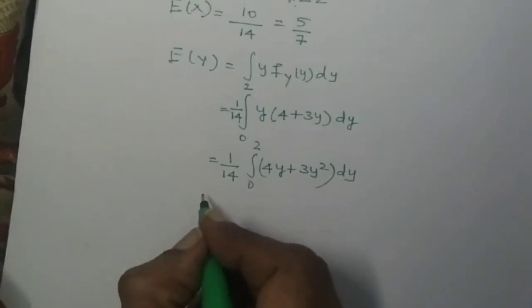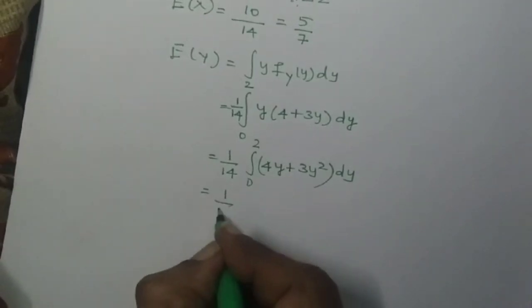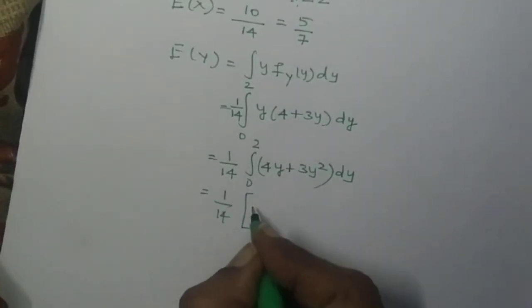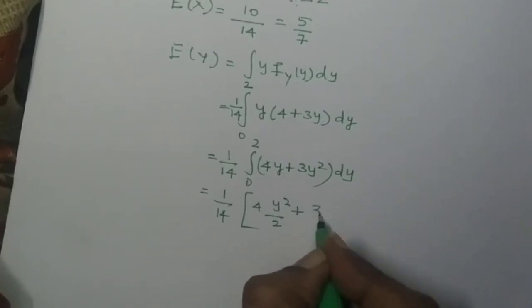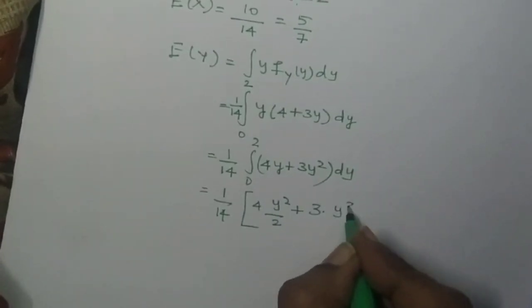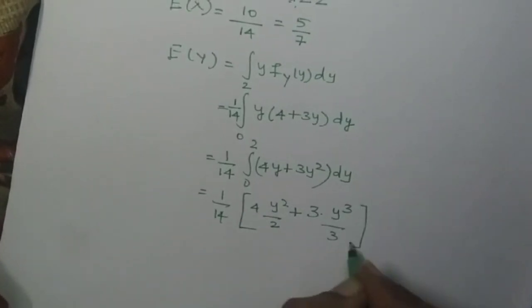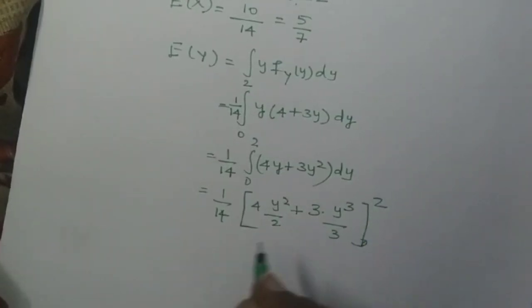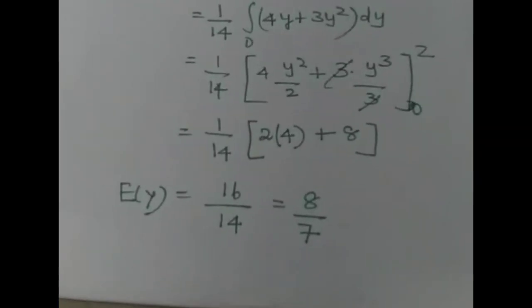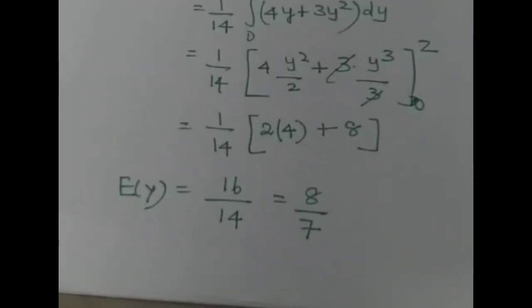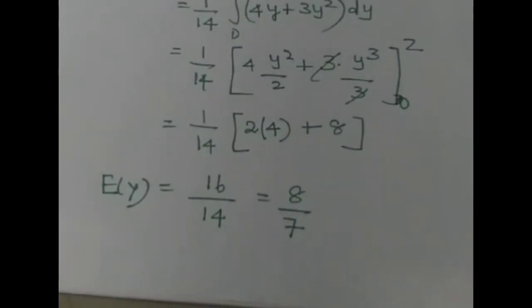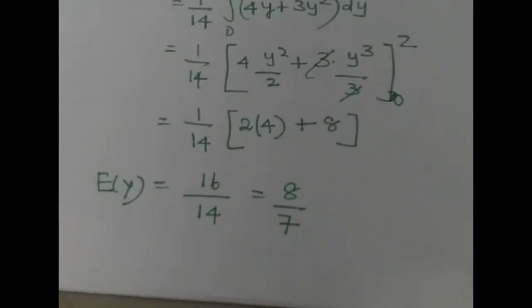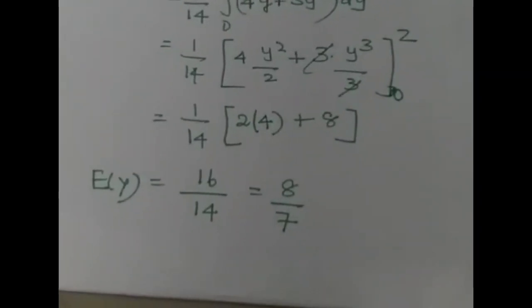which is equal to 1 by 14. 4 is a constant. Integral of y is y square by 2, plus 3 is a constant. Integral of y square is y cube by 3, between the limits 0 to 2. So E of y is equal to 1 by 14 into 2 into 4 plus 8. So it is 16 by 14, which is equal to 8 by 7. So E of y is equal to 8 by 7.